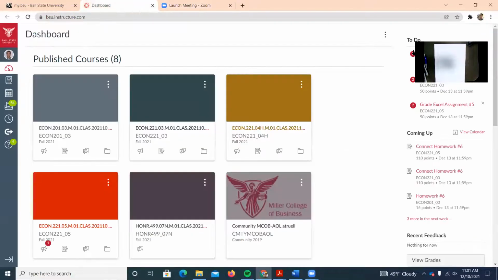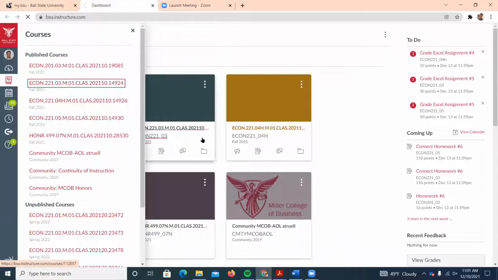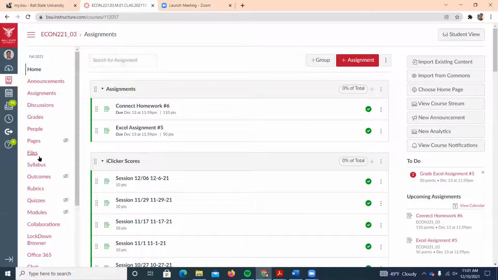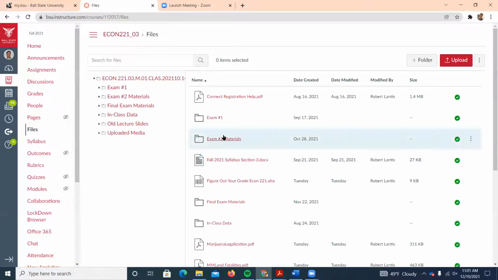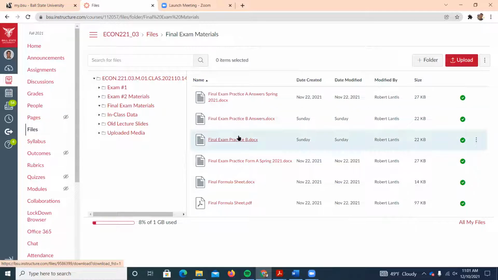So, a couple things off the top. We go to Canvas. I put up, where is it? Final exam materials. Oh, sorry. So we have these practice exams here. We'll start going through practice exam B today. Oh, you guys can't see it in class. There we go. So we'll be going through practice exam B today, unless there's specific questions on practice exam A.